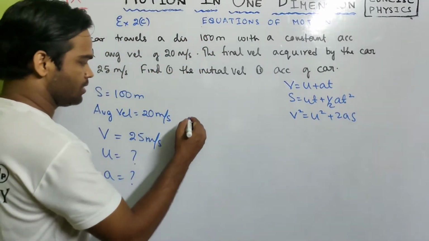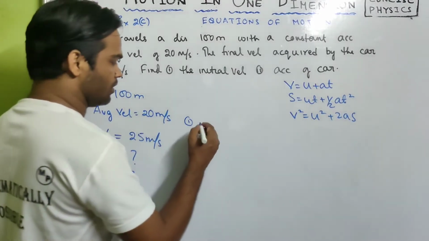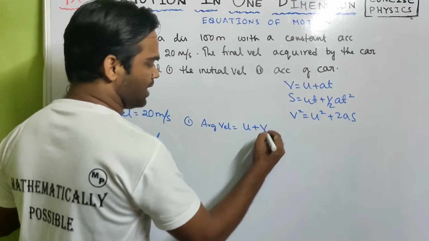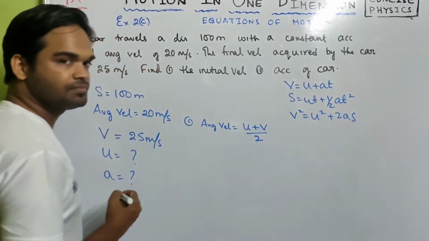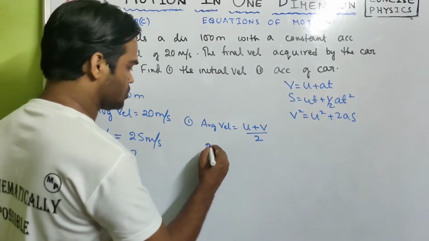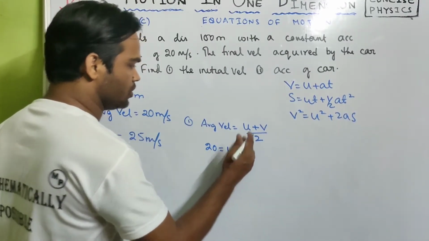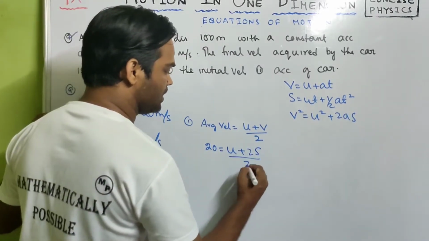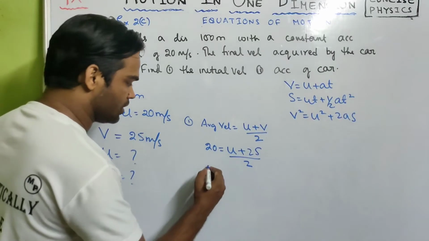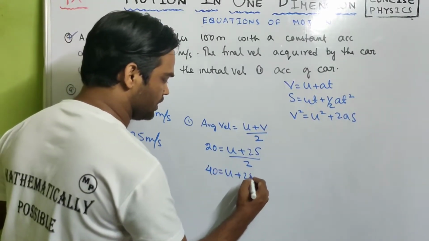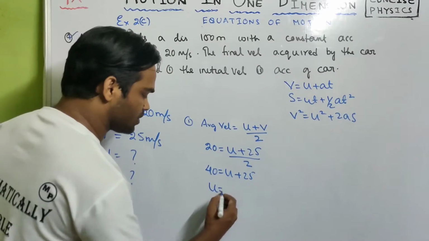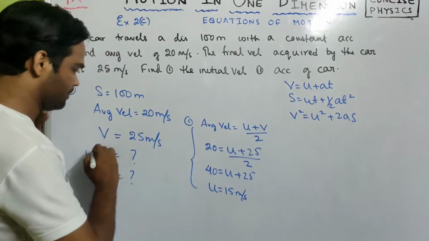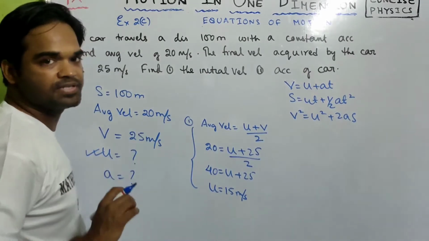Now look carefully. Average velocity is given. Now we know average velocity is initial velocity plus final velocity divided by 2. So what is average velocity? 20. Initial we don't know, U means initial. Final velocity is 25, divided by 2. 2 multiplied by 20 becomes 40 equals U plus 25. So U equals 40 minus 25, 15 meter per second. So your initial velocity is 15 meter per second.